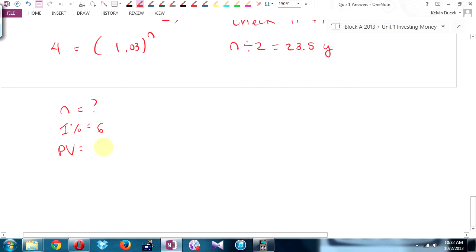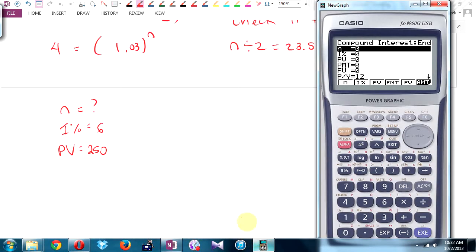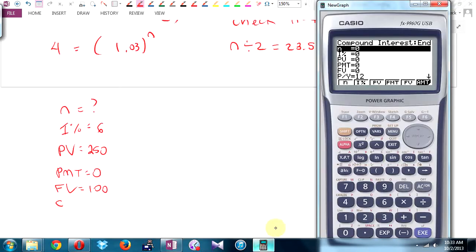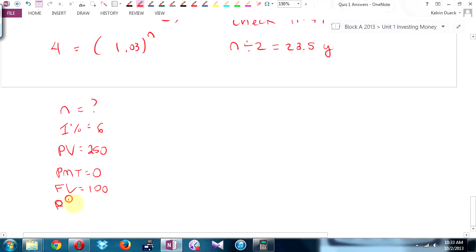PV equals, what are we starting out with? 250, yeah. Payment is 0. We're not doing multiple payments on this stage. Final value is 1,000. And then I think is it compound periods per year? Periods per year. I think you got to put a 1 there. You're not doing any payments per year, but you got to put a 1 there. I think we found last day. And compound periods per year, put a 2. And then if you did that, what did you get exactly?